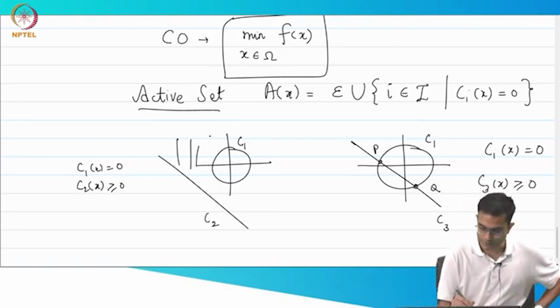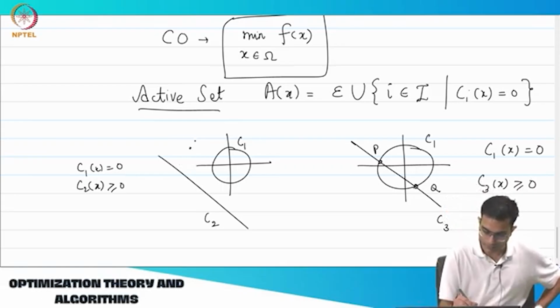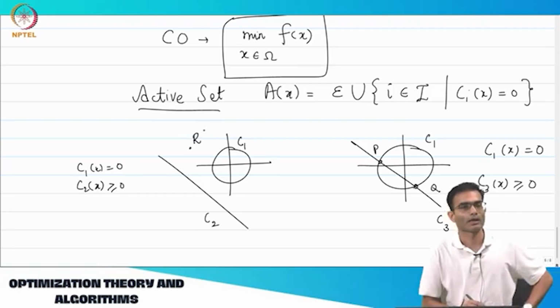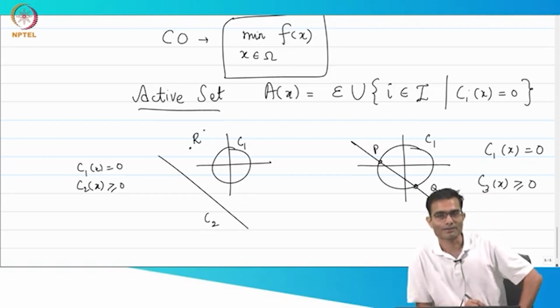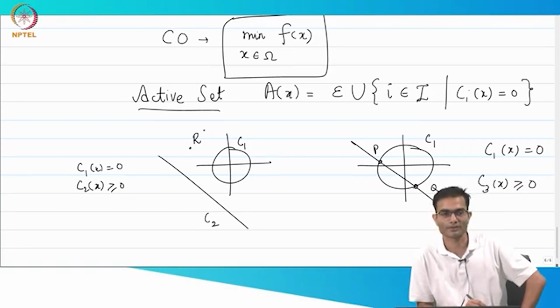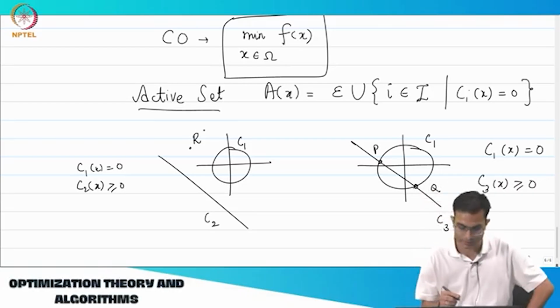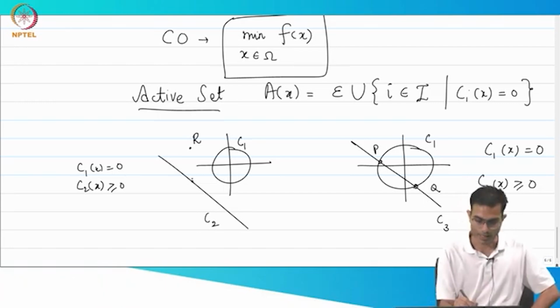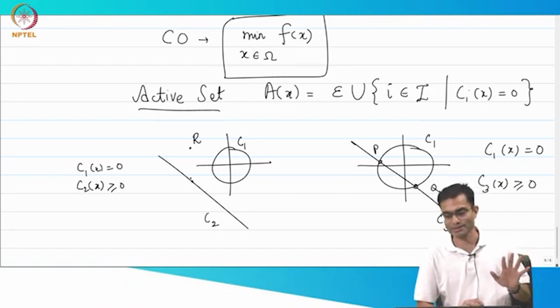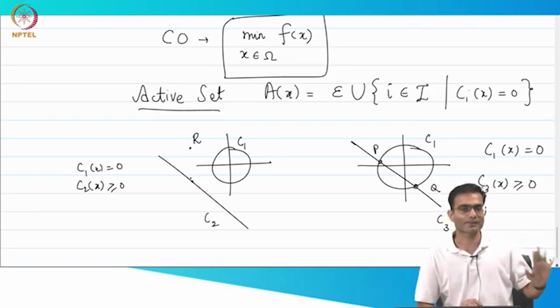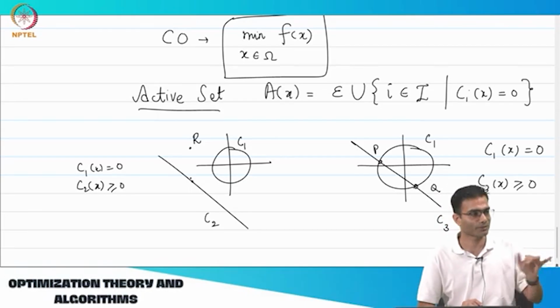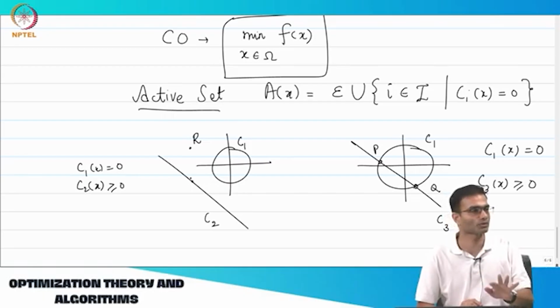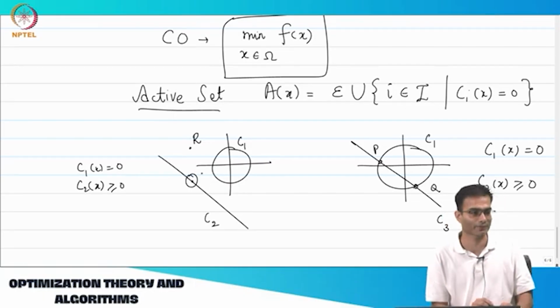Okay. So if I were standing at a point R over here, is R even a point in the feasible set? It's not a point in the feasible set, so I shouldn't even be asking the question. Supposing I were standing over here, at this point, all I can say is that the inequality is active. The inequality is active because C2(x) equal to 0 holds true at this point. So the inequality is active over here.